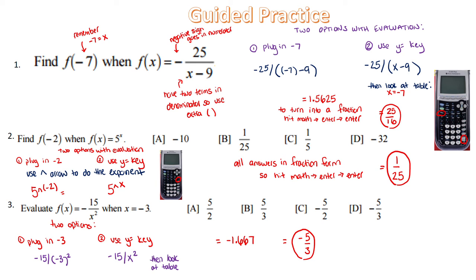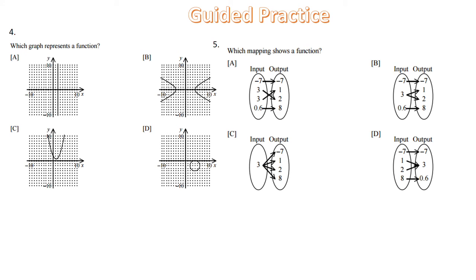Okay, that's our first 3 questions. Moving on to our next questions. We're now learning about what makes a graph a function. When you're looking at a graph and seeing if it's a function or not, you're still thinking, okay, I can only have one x. But then you're doing something called the vertical line test.